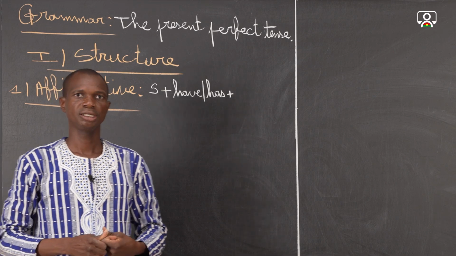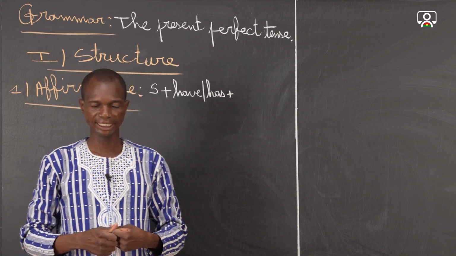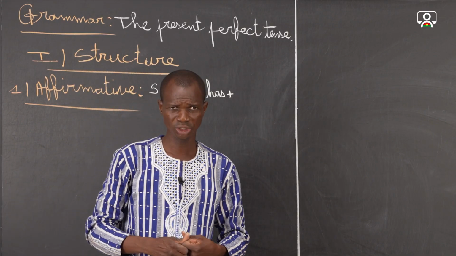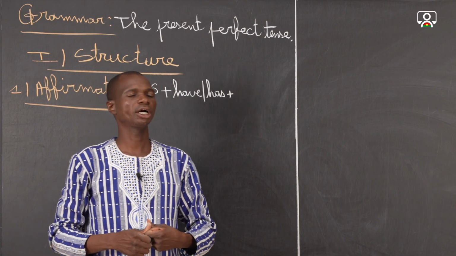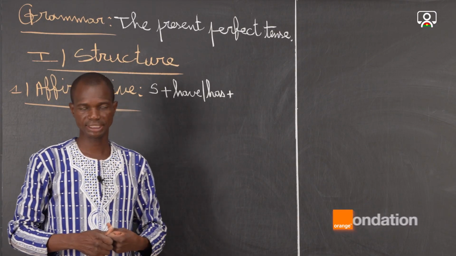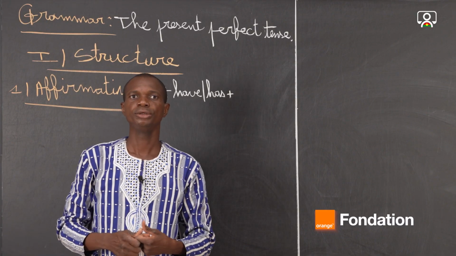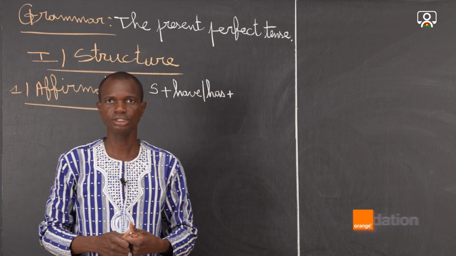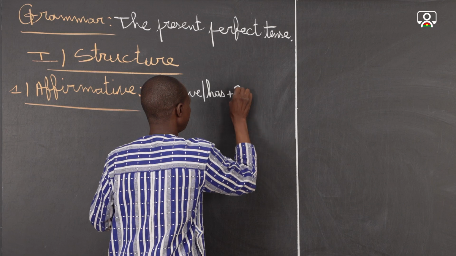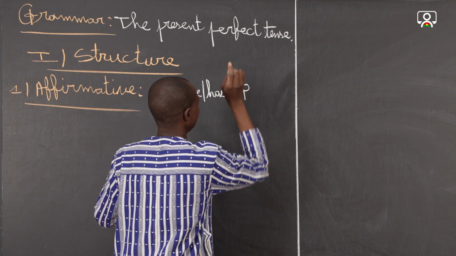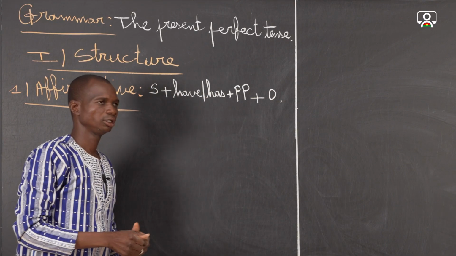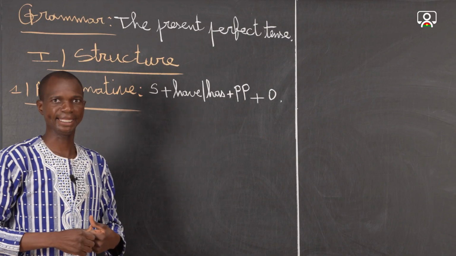That's why learning the irregular verbs is very important, because if you don't know the past participle of a verb, you cannot conjugate a sentence into the present perfect, because we need the past participle of the verbs in order to conjugate the present perfect. Okay, so plus the past participle of the verb, plus the object. This is the rule of formation in the affirmative form.